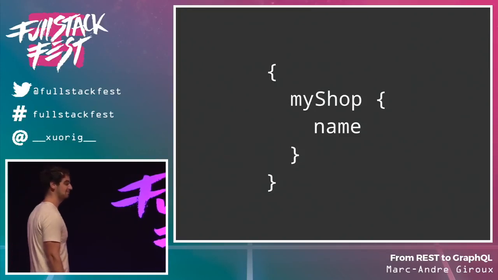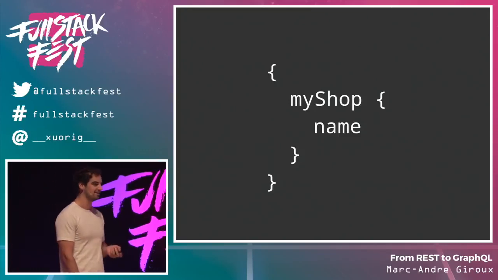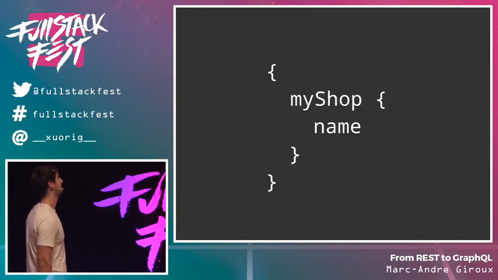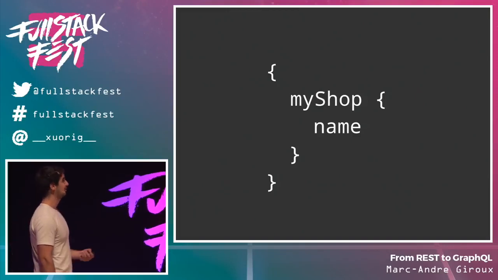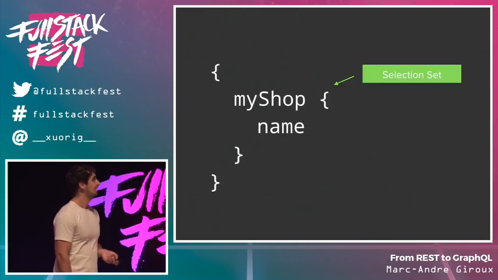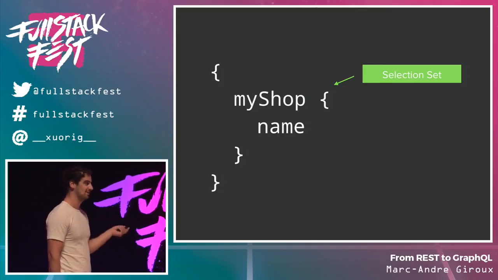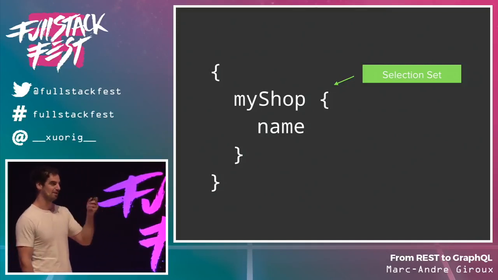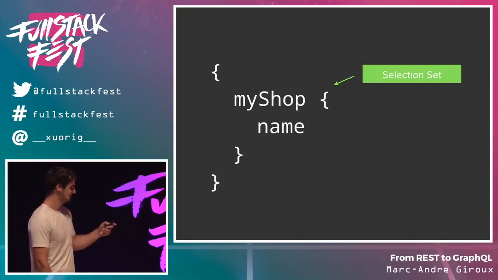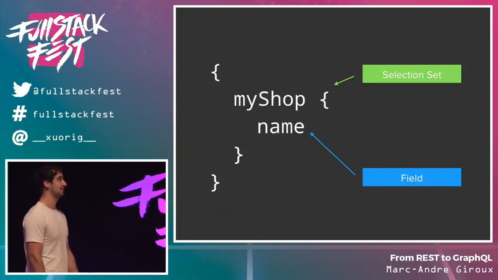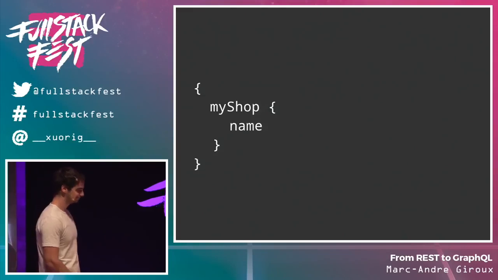So this is a really simple GraphQL query. It's kind of like the hello world of GraphQL. What I have here are brackets, a selection set. Basically they tell GraphQL what I want to select on that object. And I have fields inside these brackets, inside these selection sets.